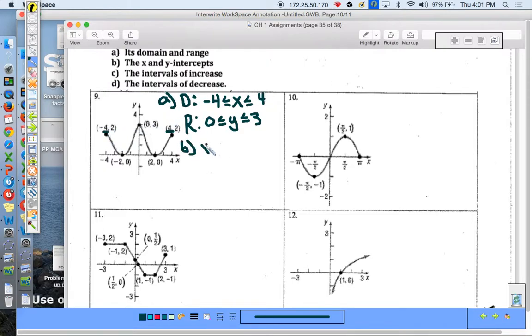Letter B asks for our x-intercepts. Well, where does it cross? At negative 2 and positive 2. And then it also asks for our y-intercepts. Our y-intercept right here would be 3.